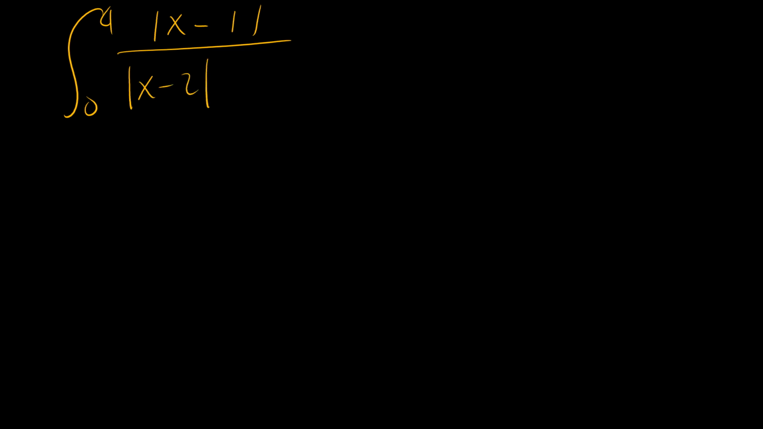So this is our problem. x equals 0 to 4, integrating the absolute value of x minus 1 over the absolute value of x minus 2 plus the absolute value of x minus 3.